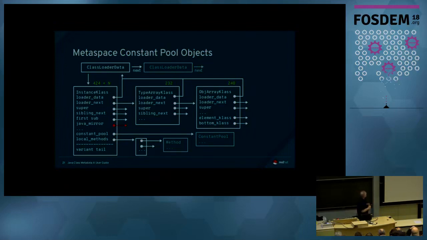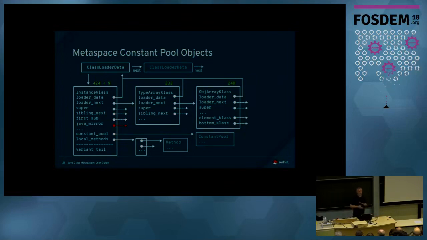They've also got a link back to their class loader. And then the 3 different types of classes that are subclasses of the actual top-level C++ class with a K are instance class, type array class, and object array class. Those correspond to the 3 classes I showed you before. A user-defined class or an interface would be an instance class.